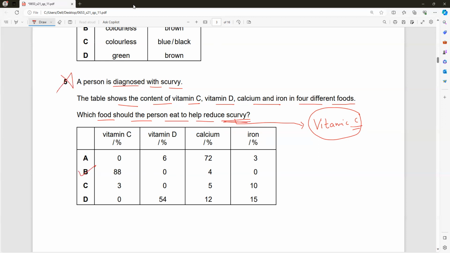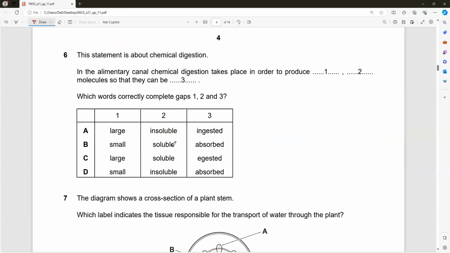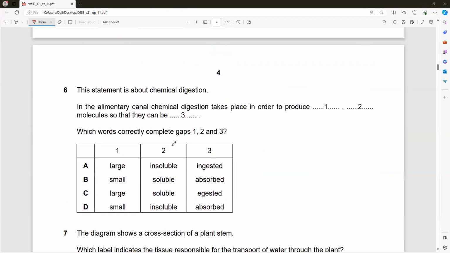It is not there for you, but still just have a glance and make it. Next question. So this is a very important question. Everybody has to make it. This is the digestion process, alimentary canal. So the statement is about chemical digestion. Physical digestion will take place where, guys? Physical digestion takes place where?